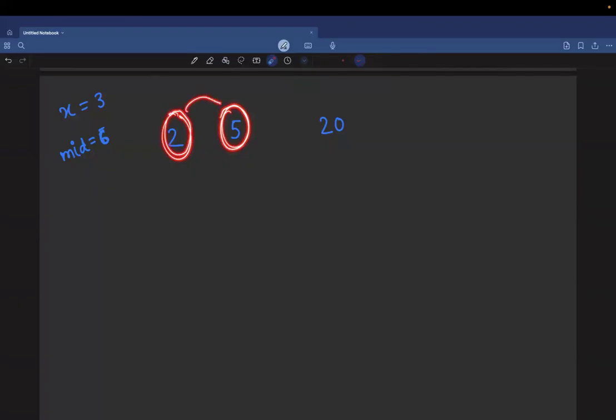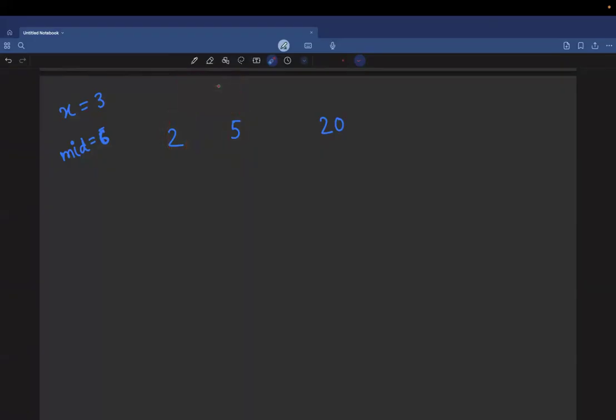Let's say you had a case where the array B was 2, 5, and 20. And let's say x is equal to 3. And the value of mid is equal to, maybe not 5, I think 6 is enough, no? Yep, 6. So for B0 and B1, both of these people have their absolute difference as 3, which is actually less than or equal to x in this case.